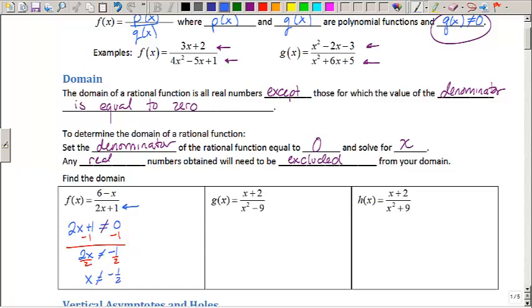So x can't be negative 1/2. X can be anything else it wants to be. If you think about that on a number line, we have no value at negative 1/2, but every single other value is allowed. So my domain in interval notation is negative infinity to negative 1/2, union negative 1/2 to infinity. All numbers except negative 1/2.